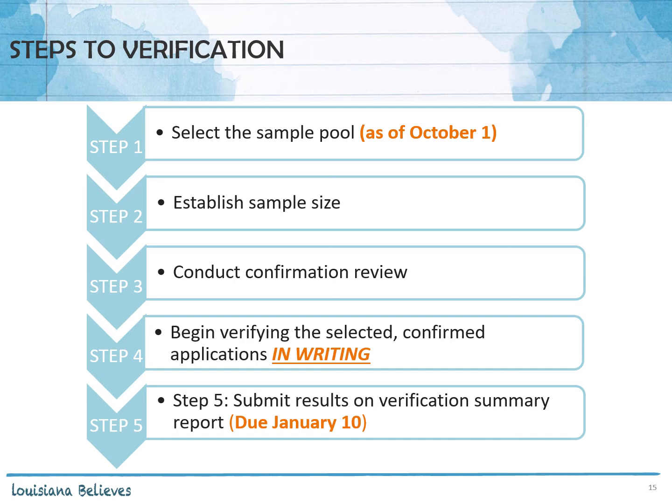Third, the pre-verifying official will conduct a confirmation review of all applications selected for verification. Next, you will begin verifying the selected applications in writing. And lastly, you will submit your results on the verification summary form, which is due on or before January 10th. Now let's discuss these steps in more detail.